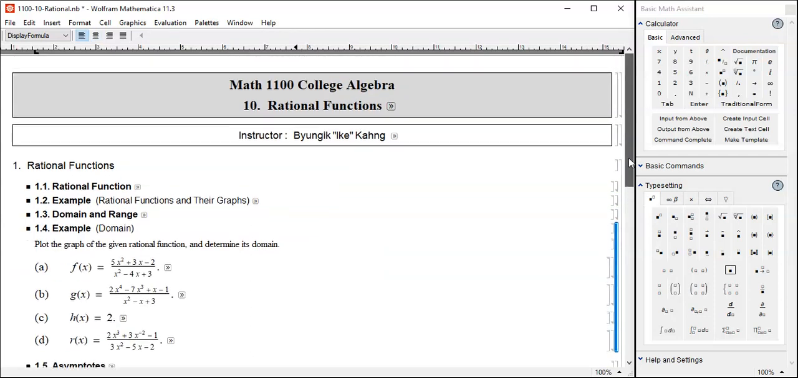Okay, here we go. Plot a graph and determine its domain. Let's begin with the first problem. Ready, everyone? Okay, open up your grapher and graph it.